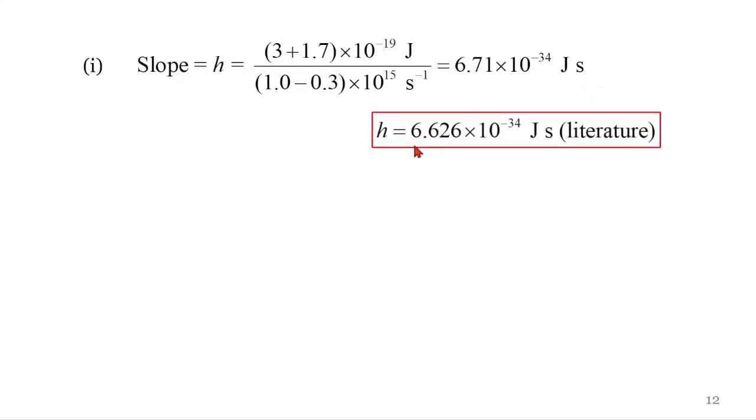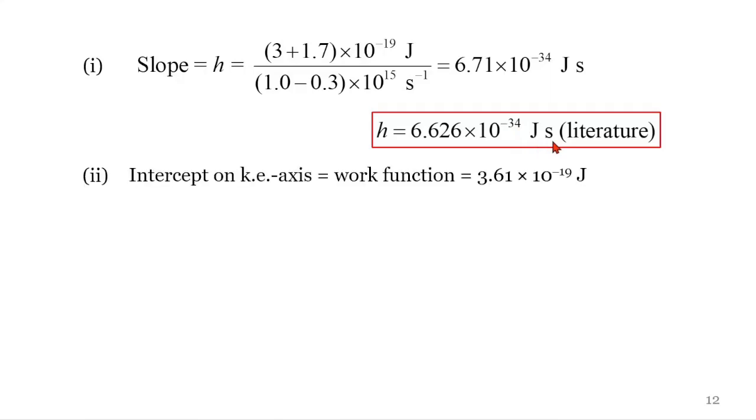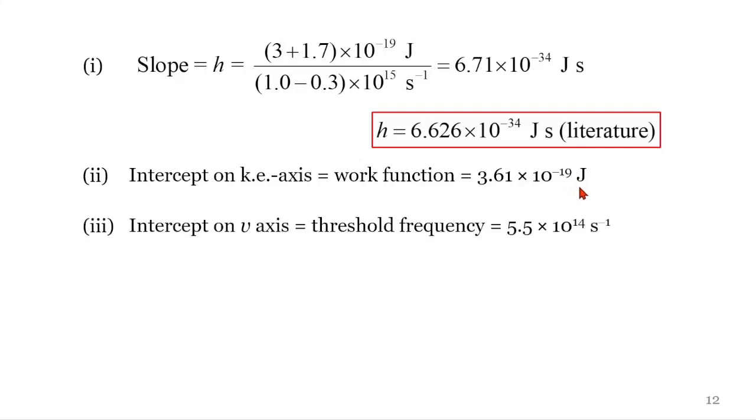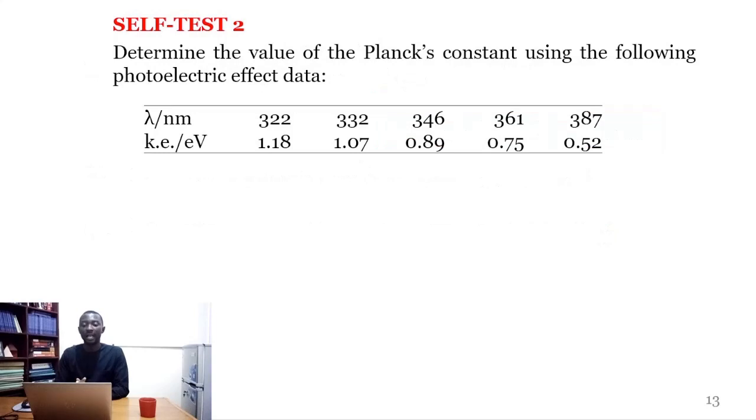This can be compared to the literature value of 6.626 times 10 to the power of negative 34 joules second. The intercept on the kinetic energy axis is the work function, and it gives 3.61 times 10 to the power of negative 19 joules. The intercept on the frequency axis, which represents threshold frequency, is 5.5 times 10 to the power of 14 per second, which is hertz.